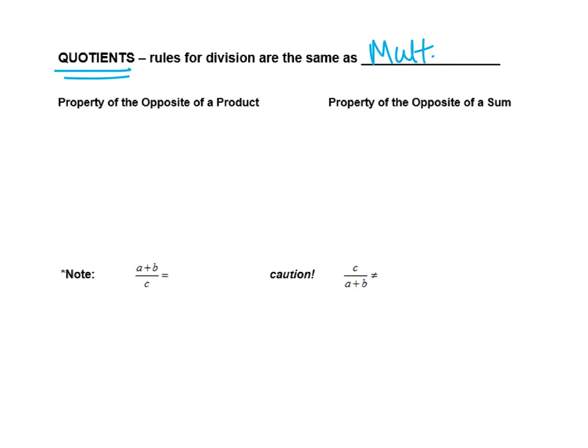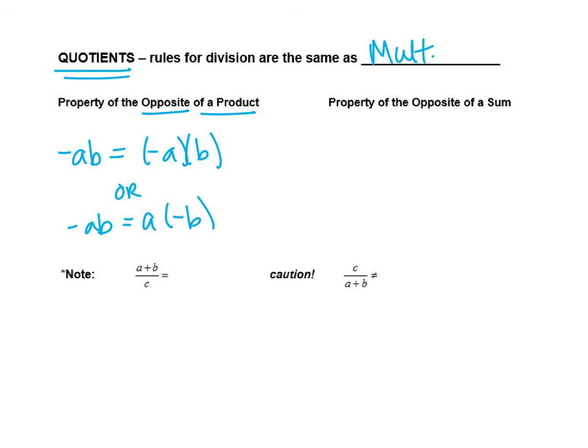We have the property of the opposite of a product. So what that means is if you have a negative AB, that is going to be equal to a negative A times a positive B. Another way to look at that is, if you have a negative AB, it's possible that the B could be negative, just as long as one of those is negative. So you could have A times a negative B.